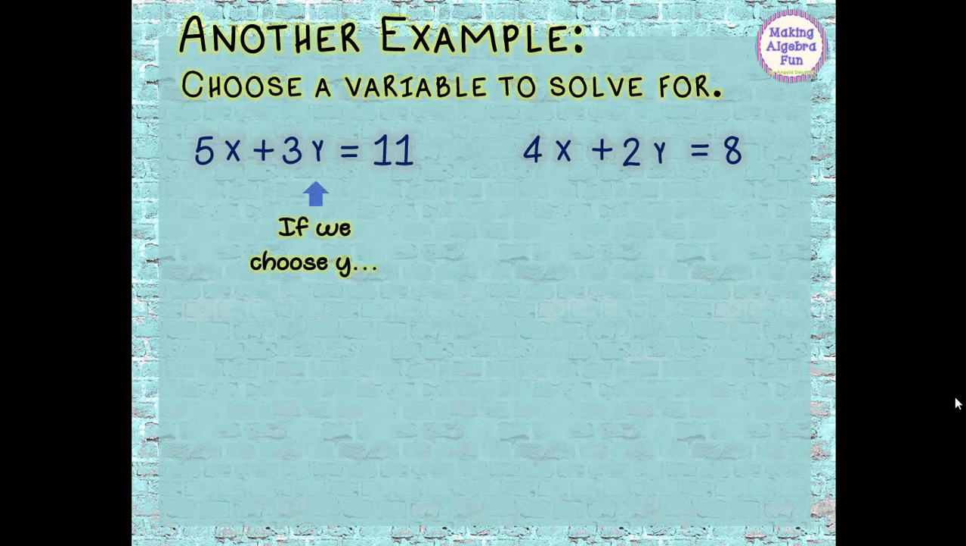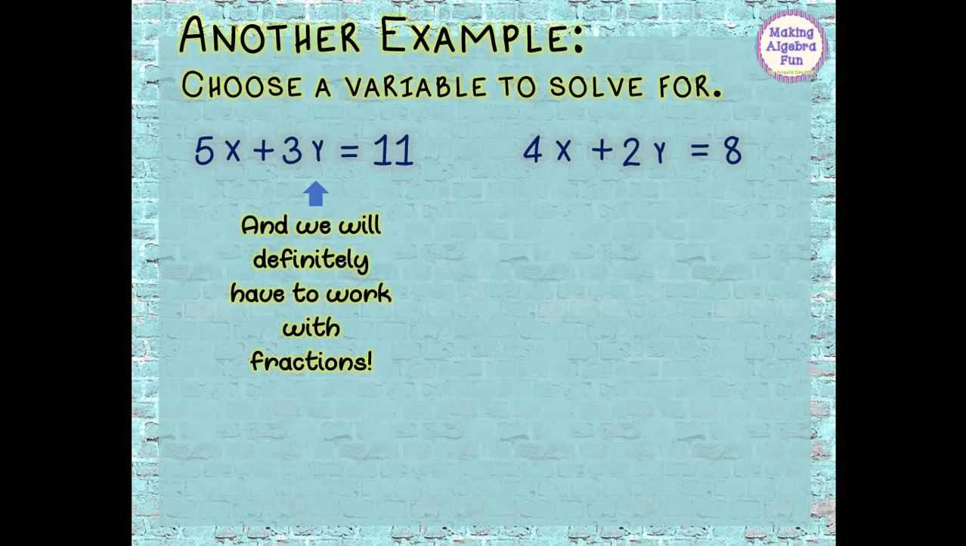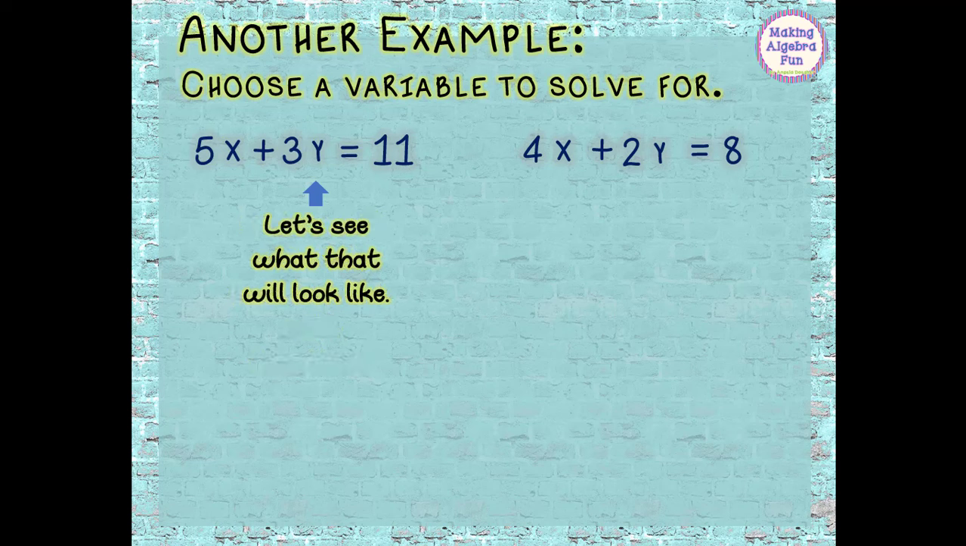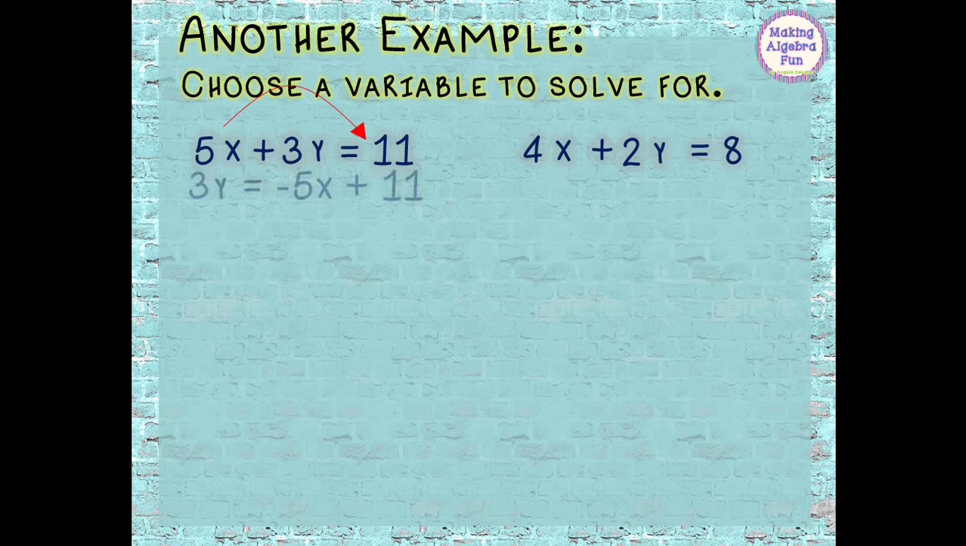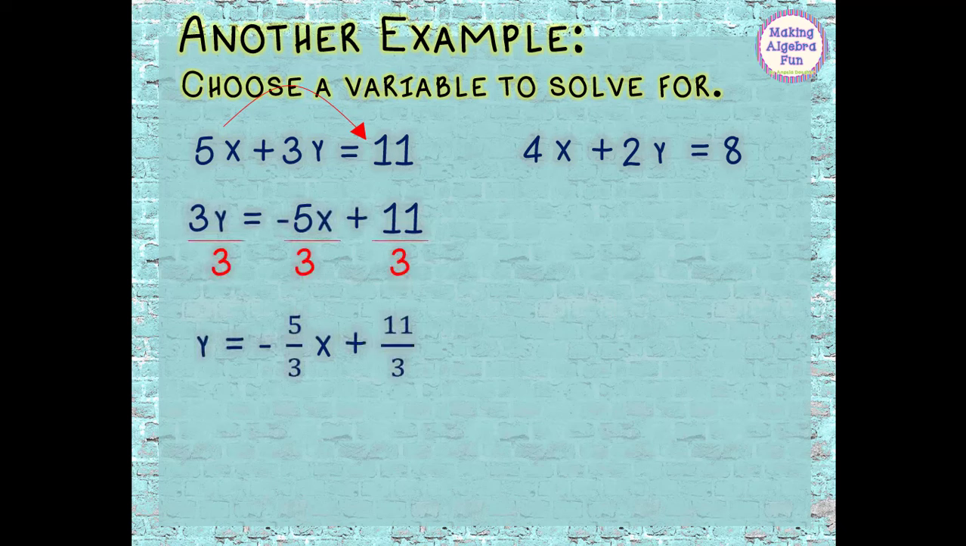Let me show you what happens if you choose this y, and I'm just choosing randomly here. Now stay with me, because I'm going to show you an easier way when I'm done. I just want to show you what this may look like in case you run into it. If you choose y, you will have to divide by 3. And if you look at those other numbers, the 11 and the 5, dividing those numbers by 3 will definitely result in fractions. So I want you to see what this looks like. It's not that it can't be done. It's just that it causes more work than need be.